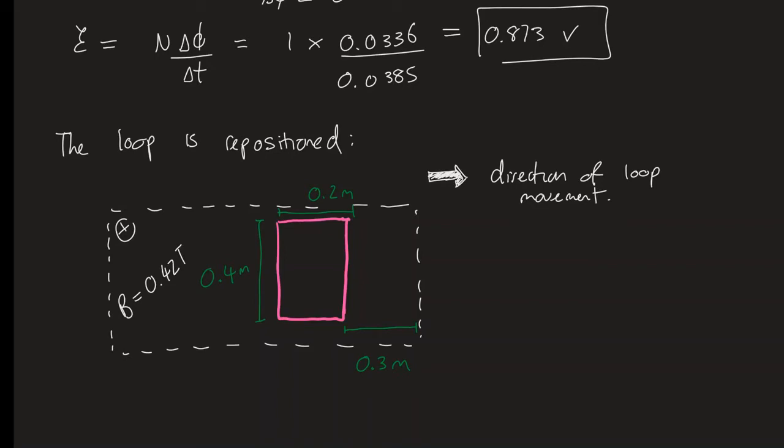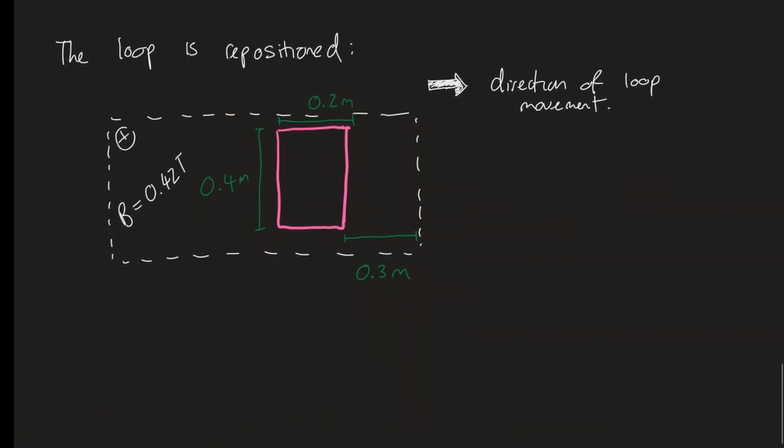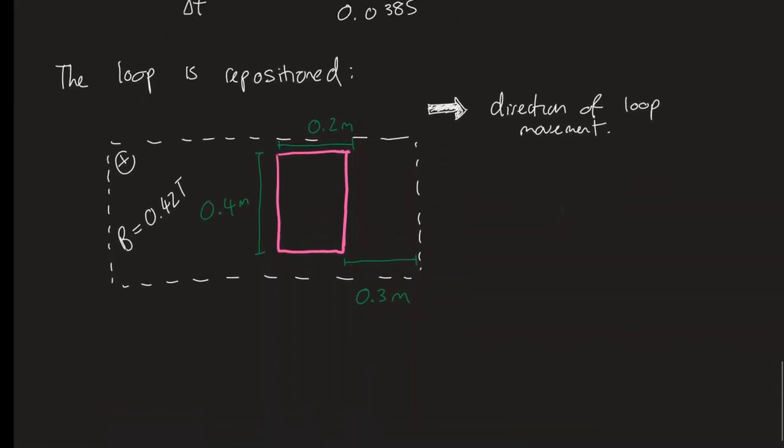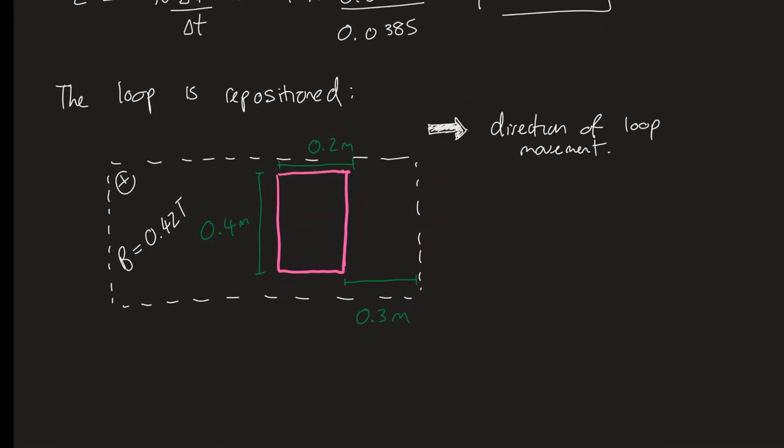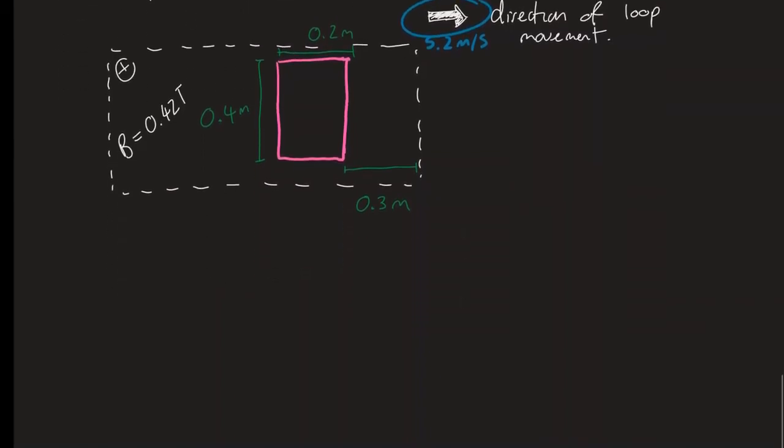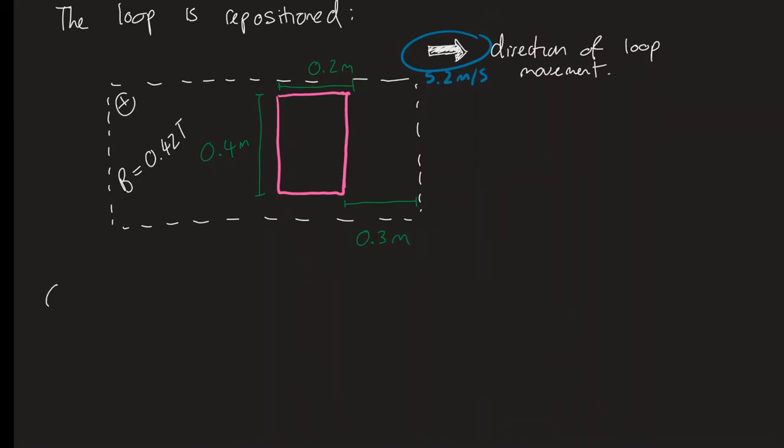It's the same loop, so it's got the same dimensions, 0.2 by 0.4. But it's now been pushed back. It's 0.3 meters within the field. So if it were to be moved out of the field, it would have to be moved through 30 centimeters to do that. Again, the loop is moved at 5.2 meters per second. We've got that arrow showing that it's going to go to the right. And then we'll look at question C, which relates to this.